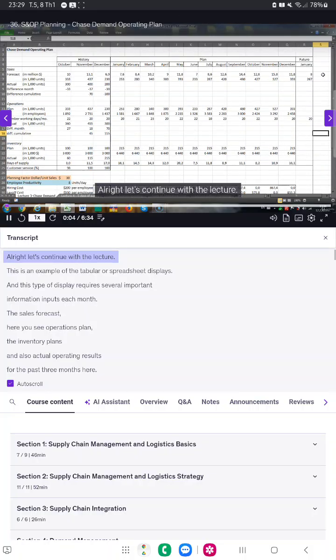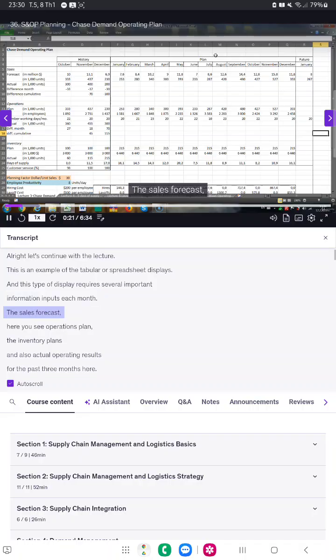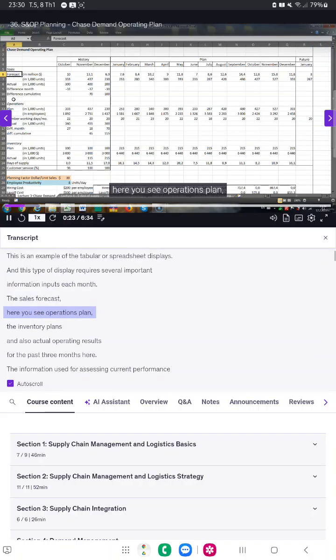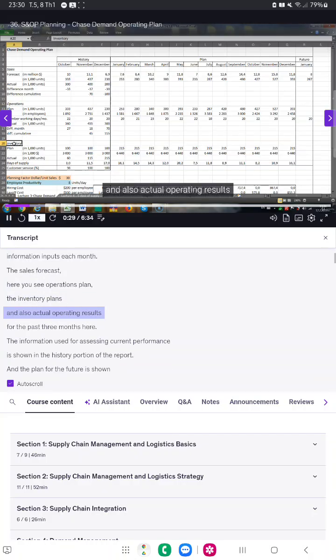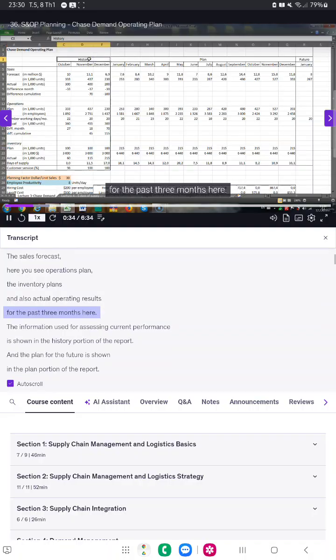Alright, let's continue with the lecture. This is an example of the tabular or spreadsheet displays. And this type of display requires several important information inputs each month. The sales forecast, here you see operations plan, inventory plans, and also actual operating results for the past 3 months here.